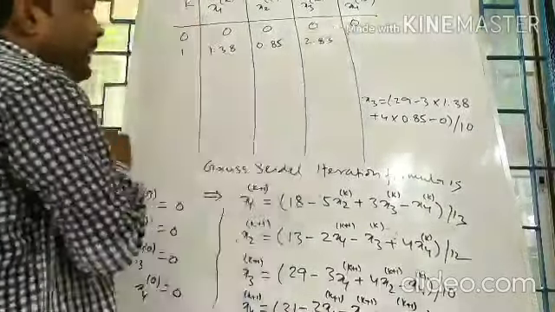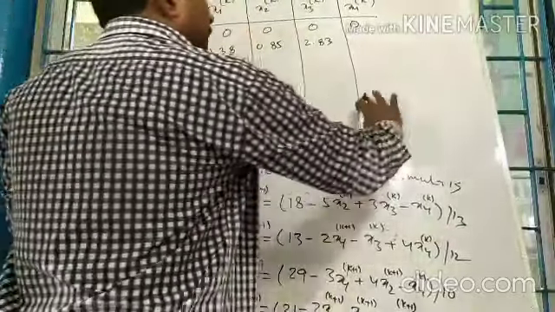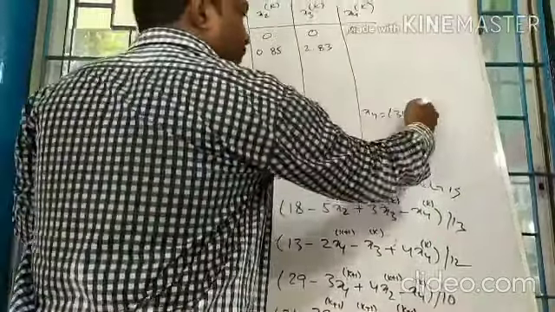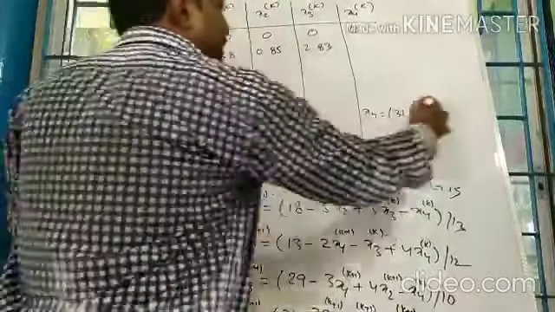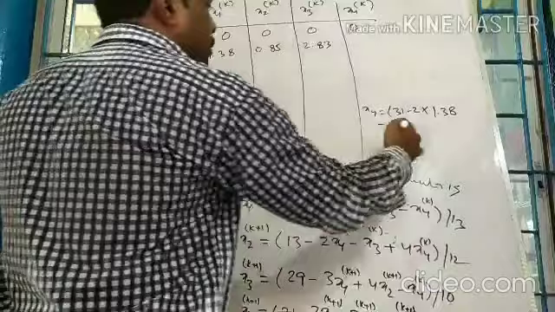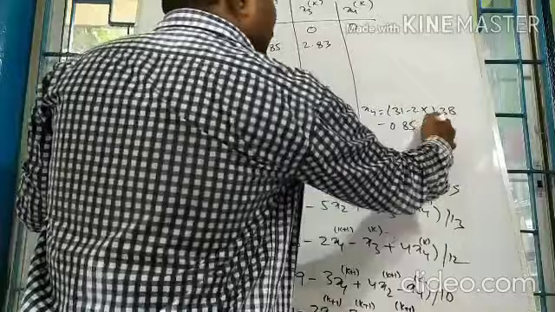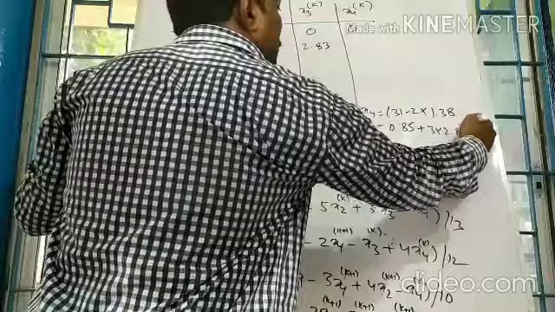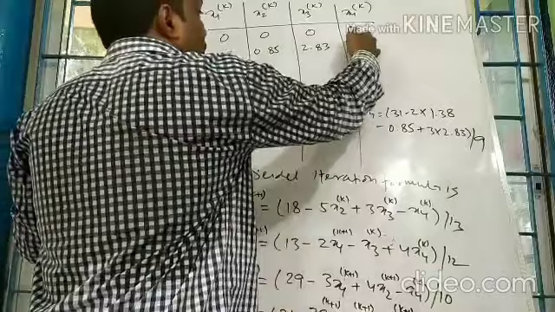Then calculate x4. From the fourth equation, x4 equals 31 minus 2 into present iterative value of x1, that is 1.38, minus present iterative value of x2, that is 0.85, plus 3 into present iterative value of x3, that is 2.83, divided by 9. This is 3.99.